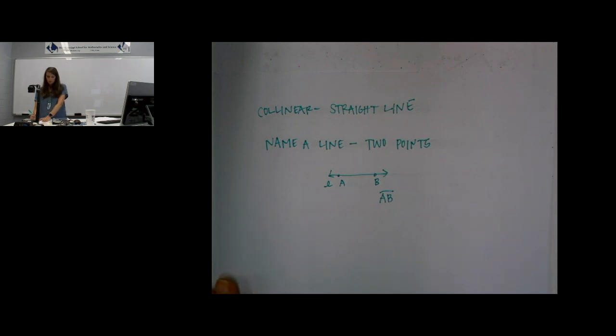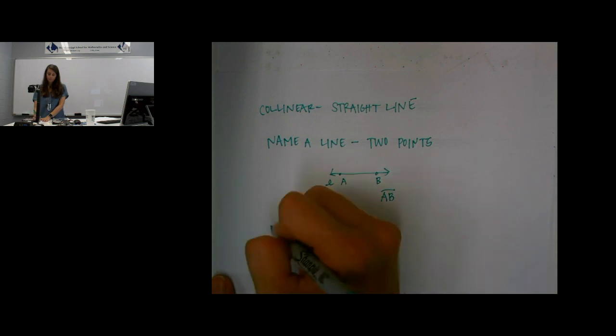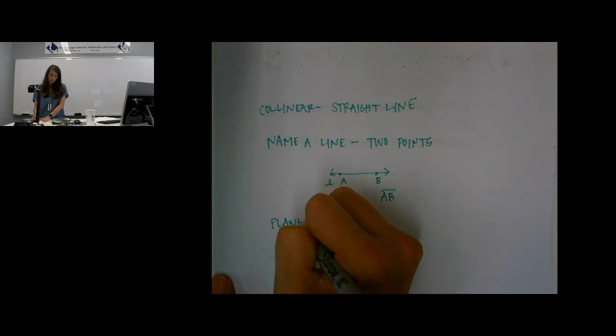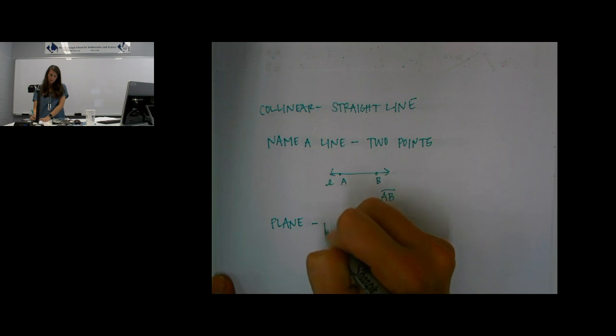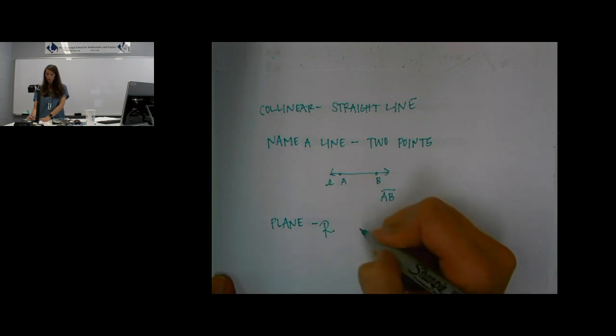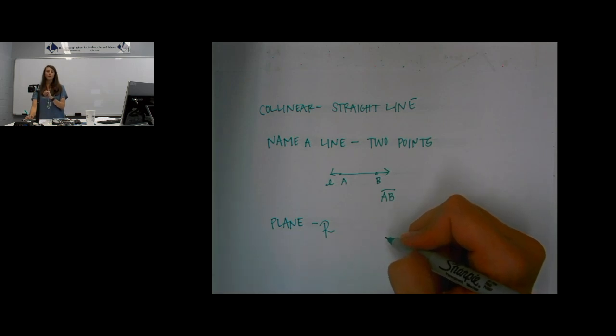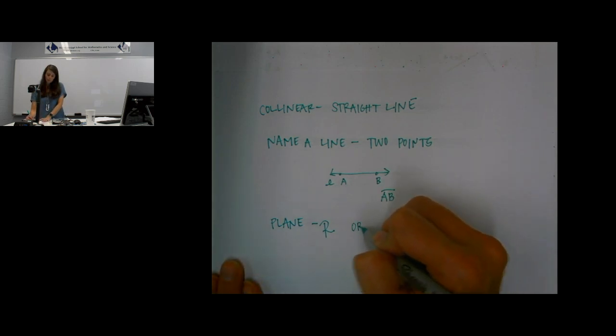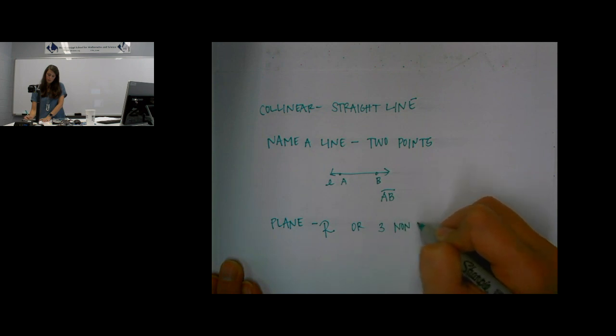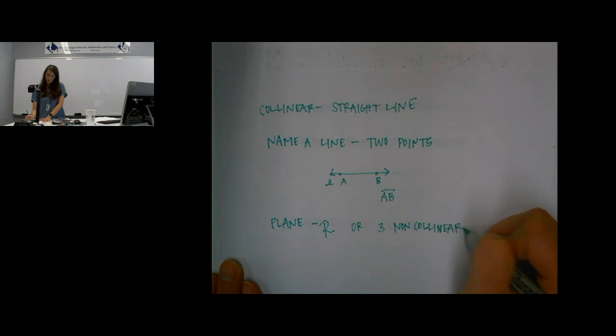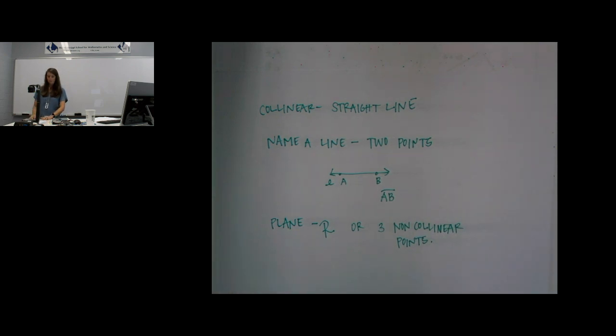Okay, a plane, you name a plane with like a little script letter, okay, or 3 non-collinear points. Okay? So just know that. Remember, we have points. We call it point, I don't know, R, something like that. Okay? So that's how you would name your points.